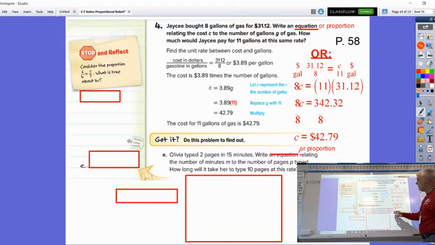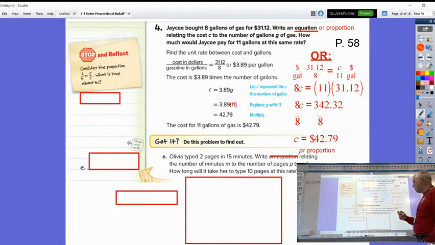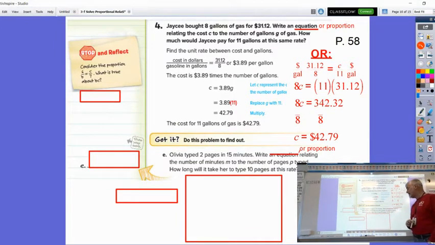Okay, this one is not as easily done as a unit rate problem. So this is a better got it. This is like the ones that you're going to see here to do for practice. Olivia typed 2 pages in 15 minutes. I'm going to ask you to write a proportion, not an equation, relating the minutes and the pages typed to figure out how long it's going to take to type 10 pages. If she types 2 pages in 15 minutes, how long is it going to take to type 10 pages? So what we know is the ratio of pages to minutes, and what is a good proportion for this problem then?